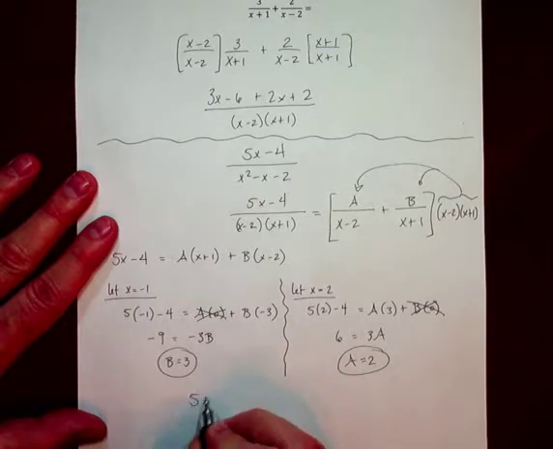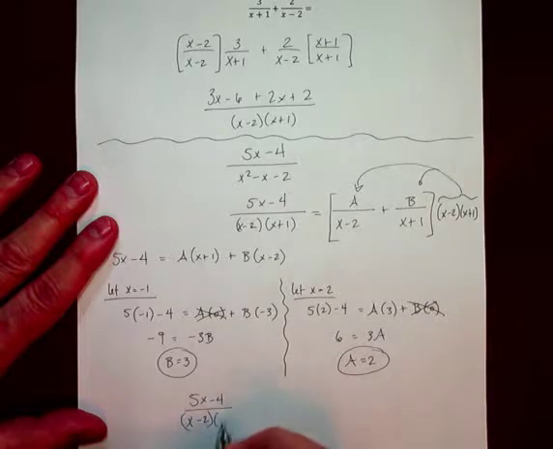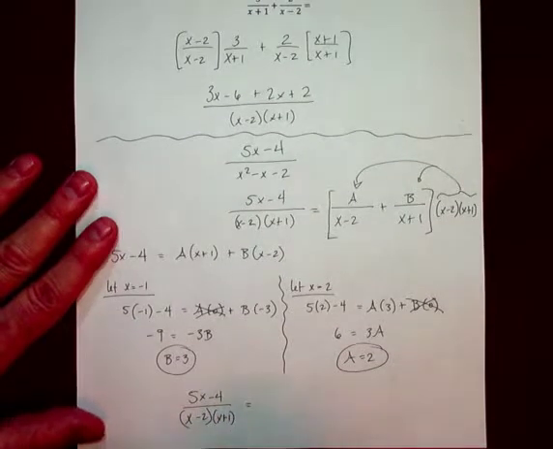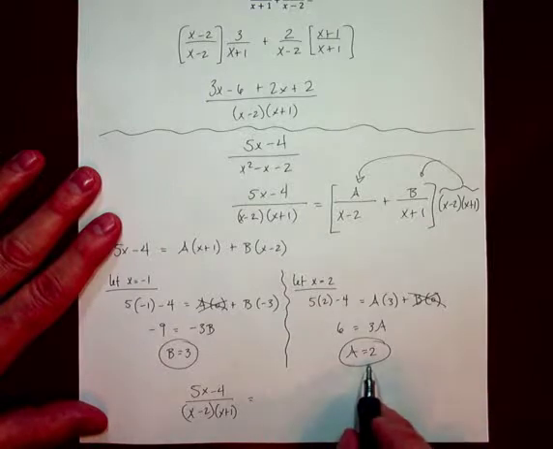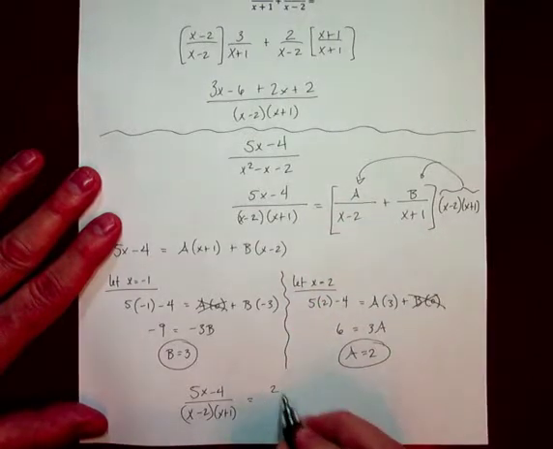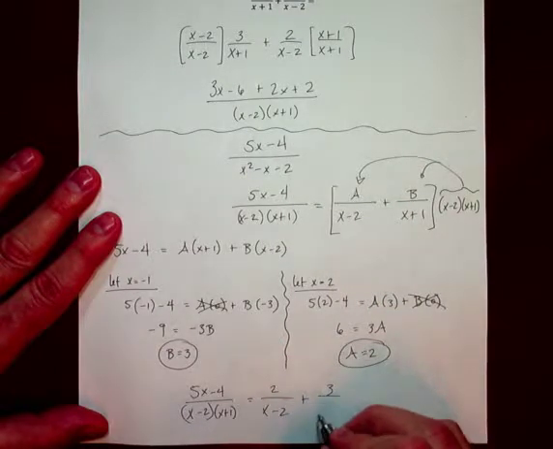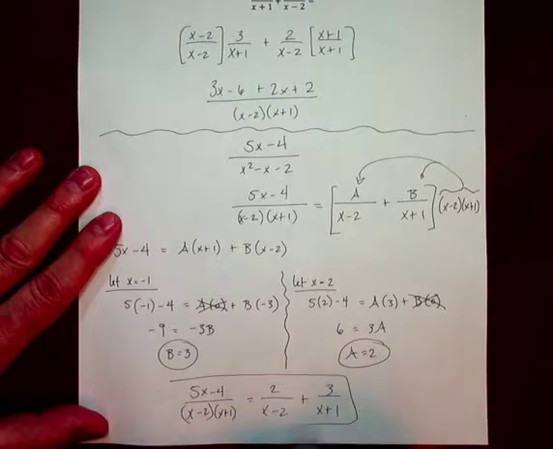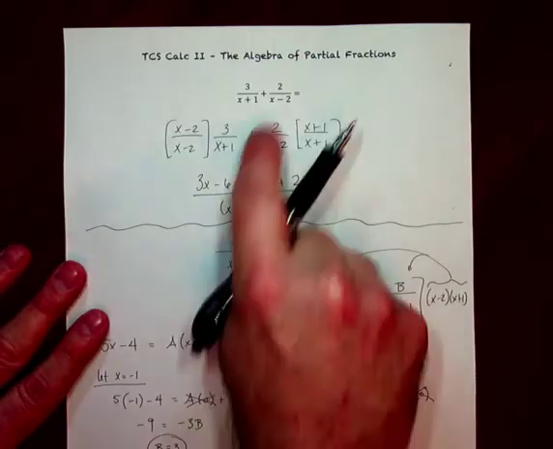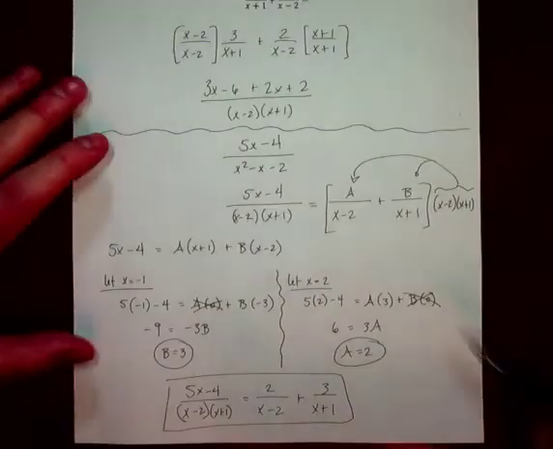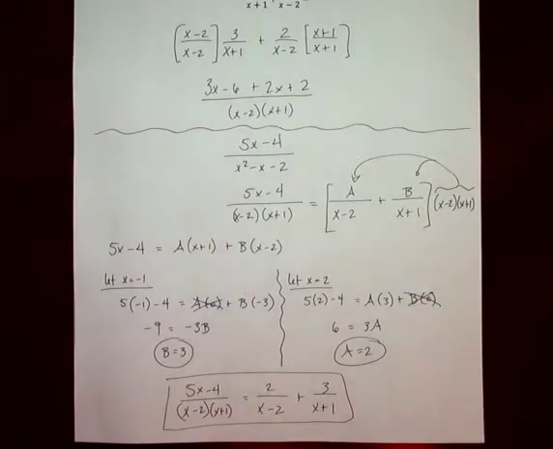So that tells us that 5x minus 4 over x minus 2 times x plus 1 can be pulled apart into the fractions of A, which is 2 over x minus 2, plus B, 3 over x plus 1. And if you remember, that is exactly what we started with. Now again, this process is a little more indirect, and of course when we get away from linear factors, it's going to be even a little bit more sticky.